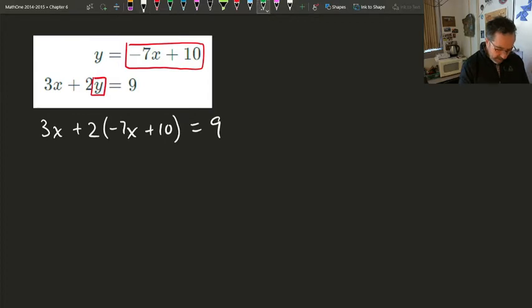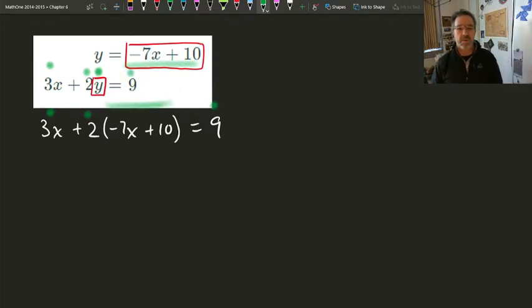So please look closely, right? I've got the 3x, 3x. I've got the 2, the 2. I've got the y, but playing the part of y is this thing. That's the y. And then I've got the 9 and the 9. So I literally just rewrote the second equation, but instead of using y, the variable, I used an expression that's equivalent to y.